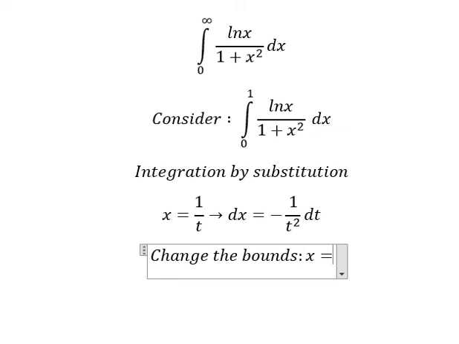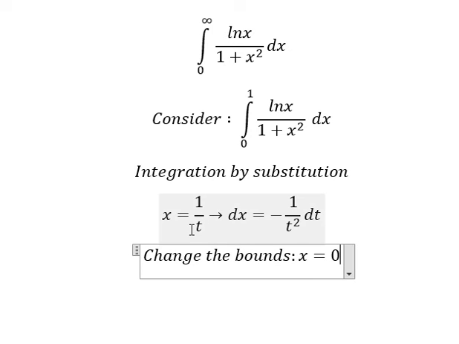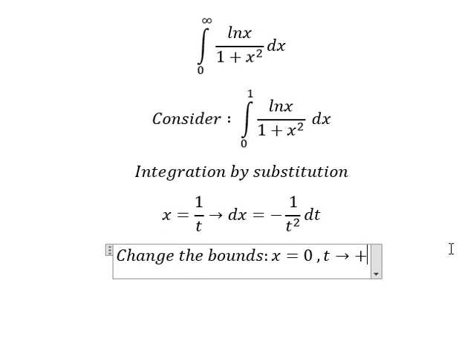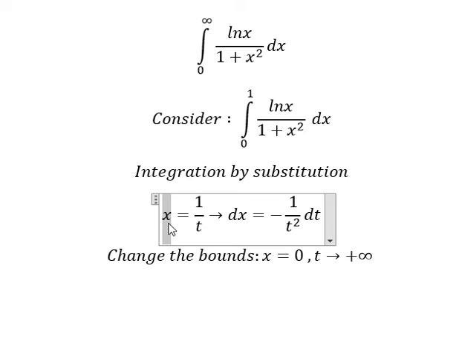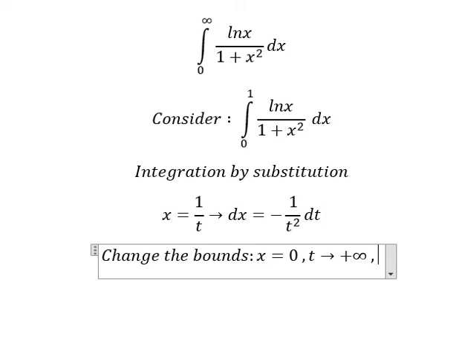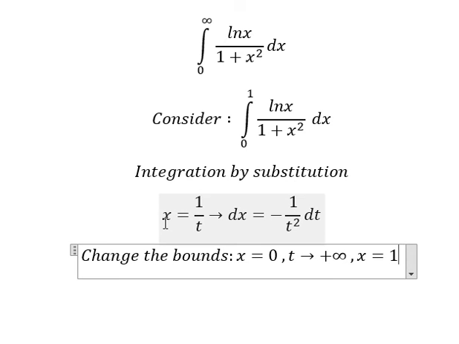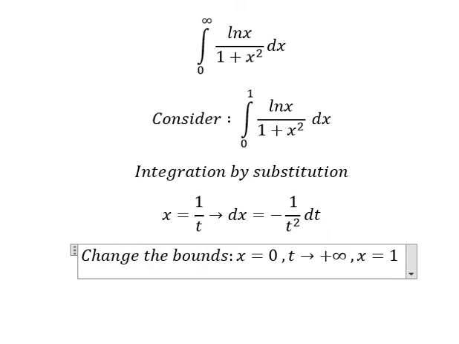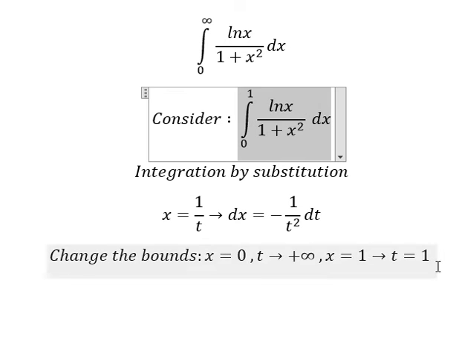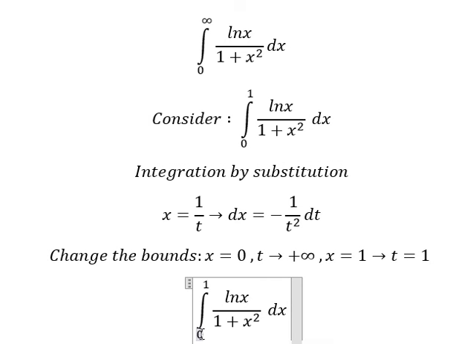When s equals number 0, that means t will go to positive infinity, because when t goes to positive infinity, 1 divided by positive infinity, you get 0. When s equals number 1, we put number 1 in here, so we can find the value of t equals number 1. So number 0 we change to positive infinity.